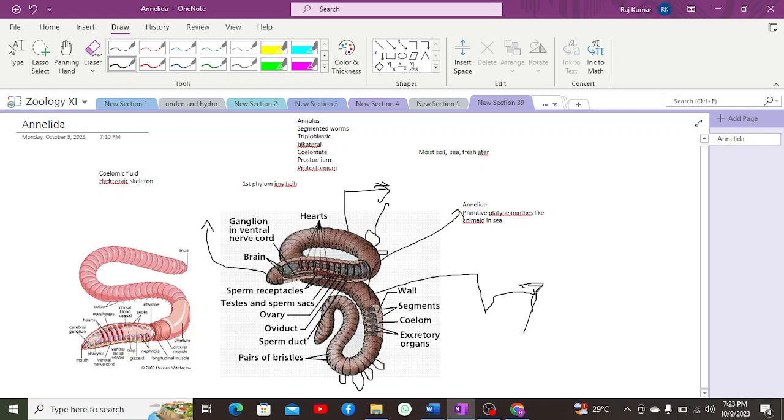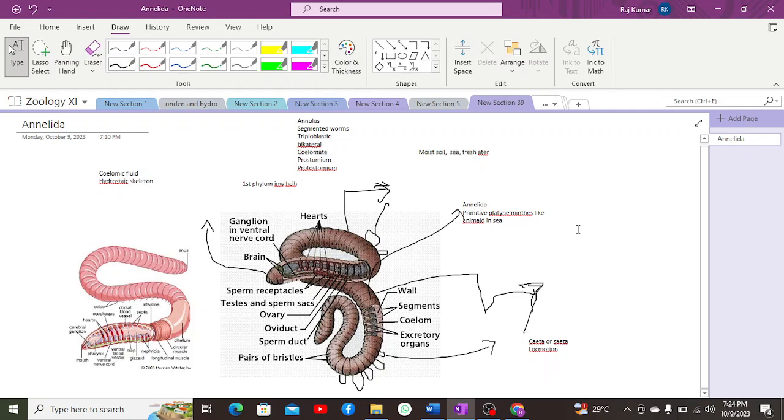They have several thread-like chitinous extensions known as chaetae, or we also call them setae. The plural is chaetae or setae, and they help in locomotion. These are present in all annelids, while in the class Hirudinea, such as leeches, there are no setae or chaetae.